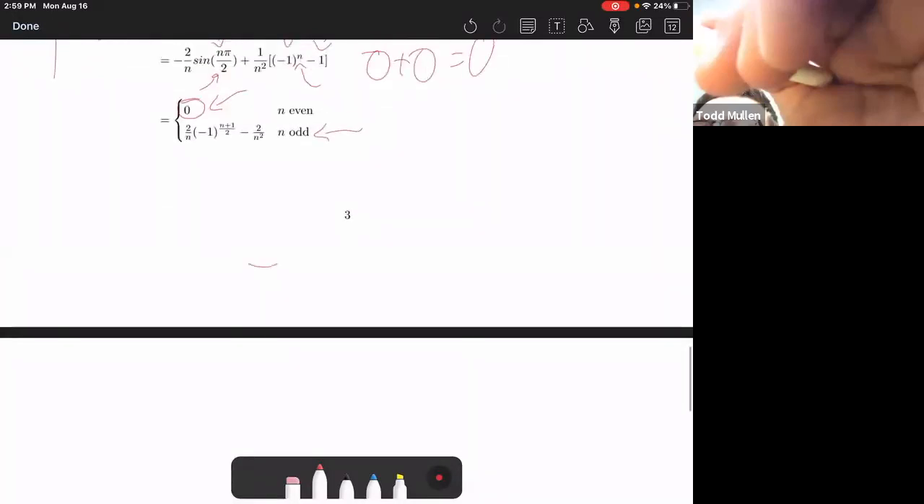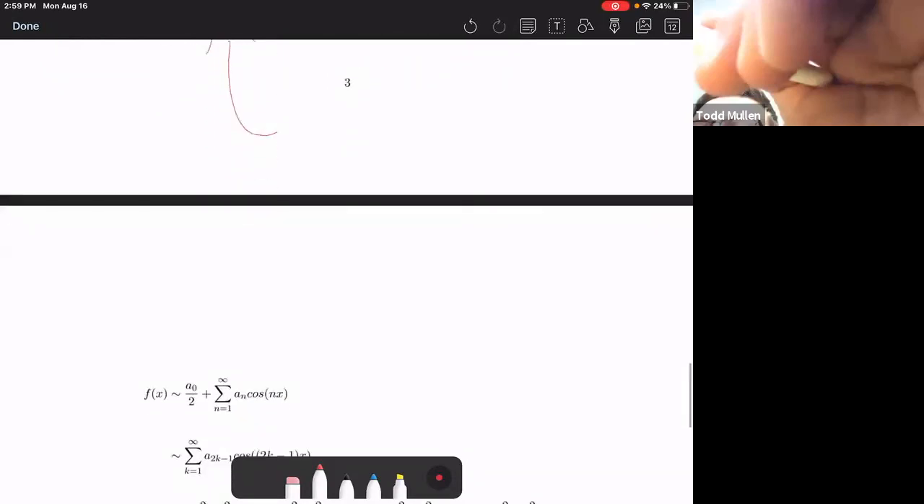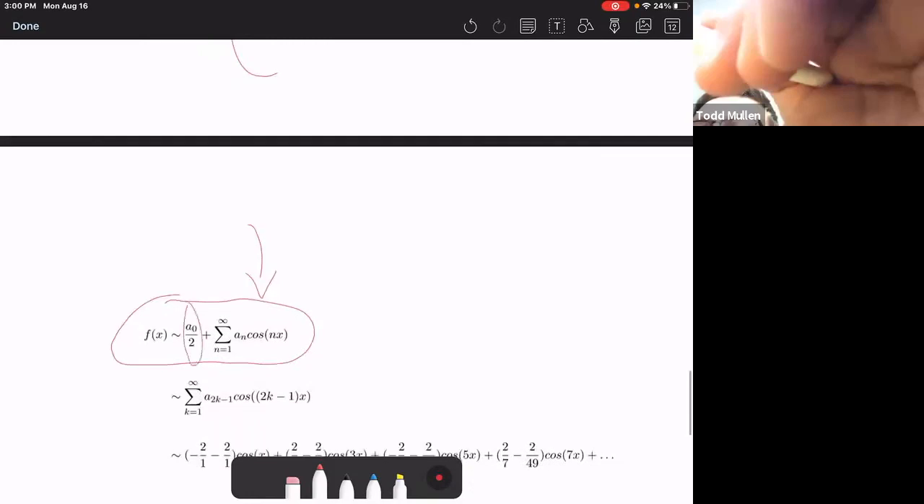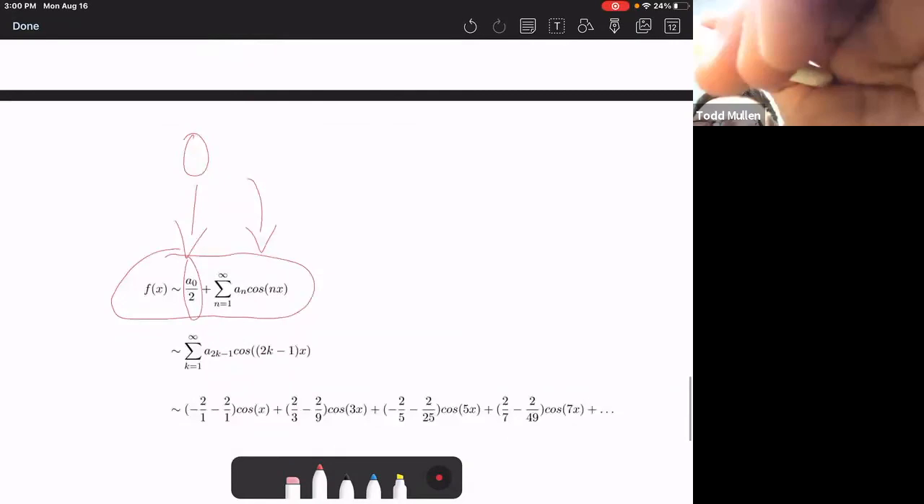So this is kind of our solution. We're going to plug it back in to get that f of x is related to a naught over 2 plus this sum. Now we just showed that if n is even, the a value is 0. So this a naught over 2, that just disappears. That's 0. So we have that it's related to this.